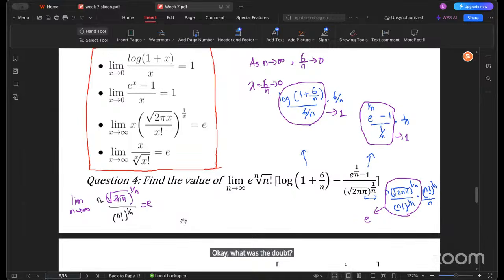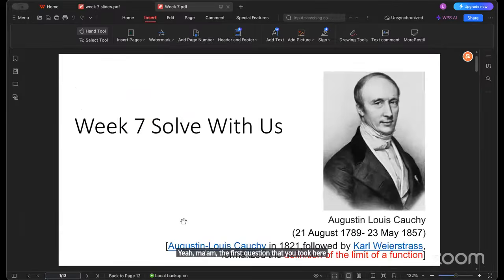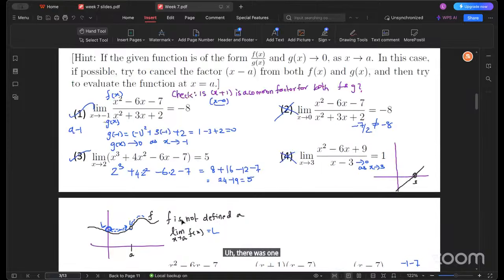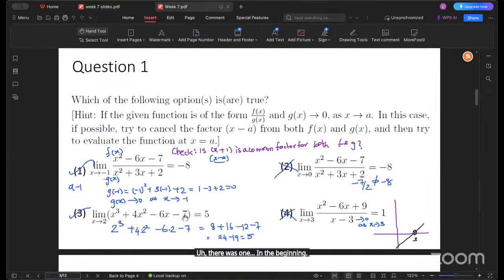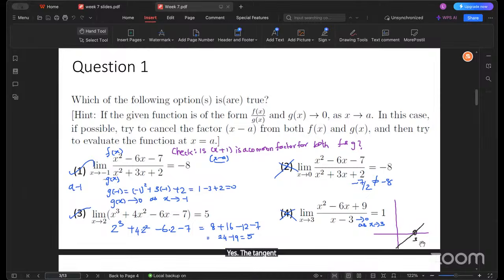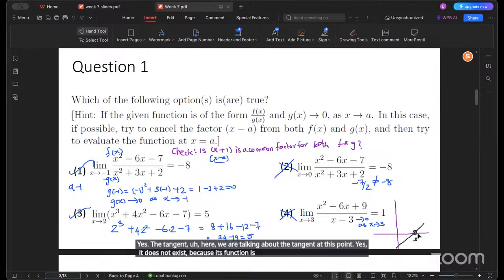Ma'am, the first question that you took here, the fourth one, when you put the graph, you said there's a hole at 3. Here the limit exists, but the tangent doesn't exist here, na, ma'am. The tangent here, we are talking about the tangent at this point. Yes, it does not exist because the function is not continuous here.